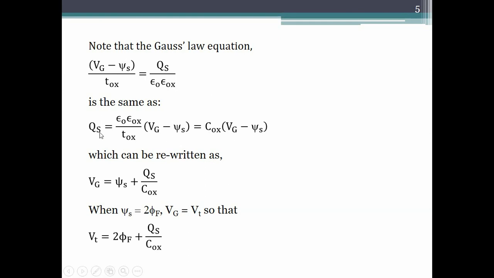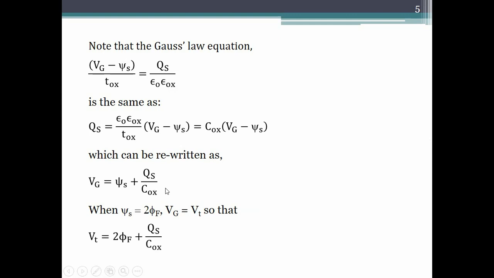So incidentally, Qs is also here the charge per unit area. So this is just Q equal to CV. In fact, Q equal to CV comes from Gauss's law. And if we rewrite this differently, taking Cox to the other side, Qs by Cox equals Vg minus psi s, then you can write Vg as psi s plus Qs by Cox. Again, another form of Gauss's law.